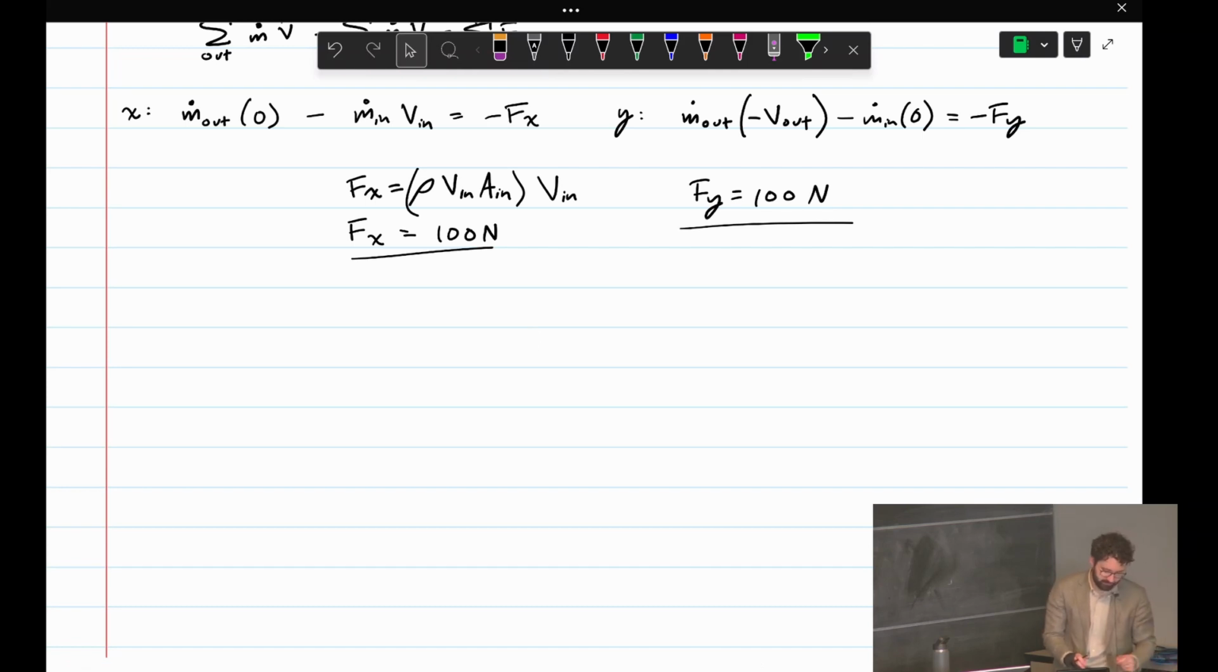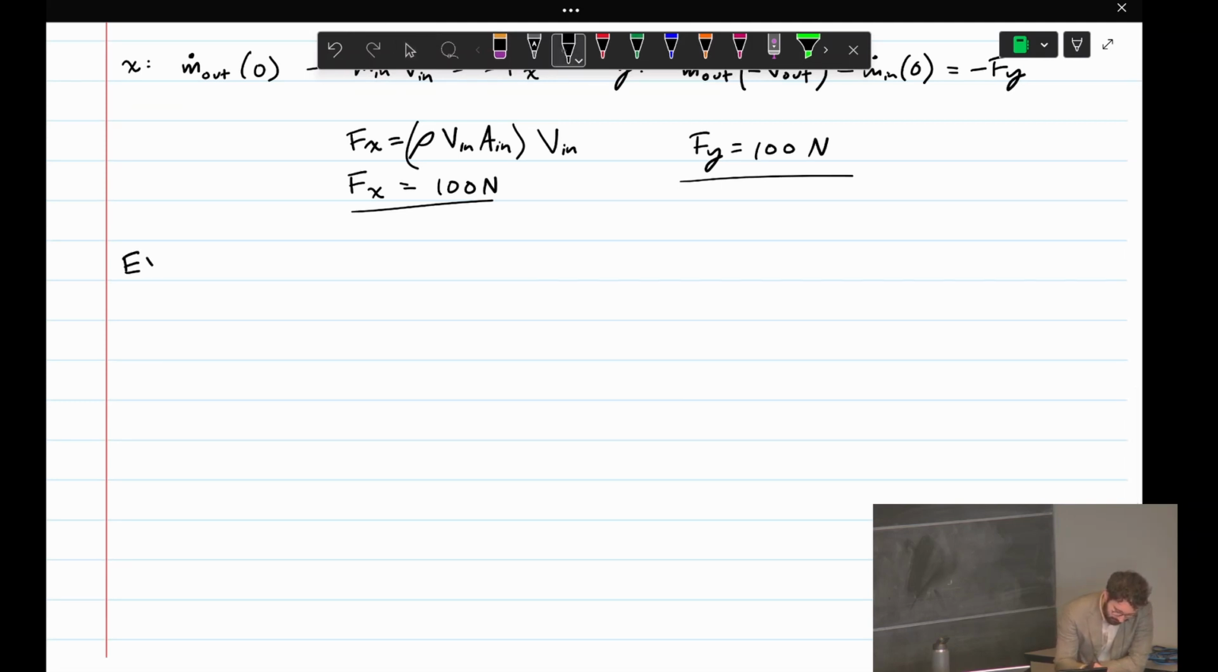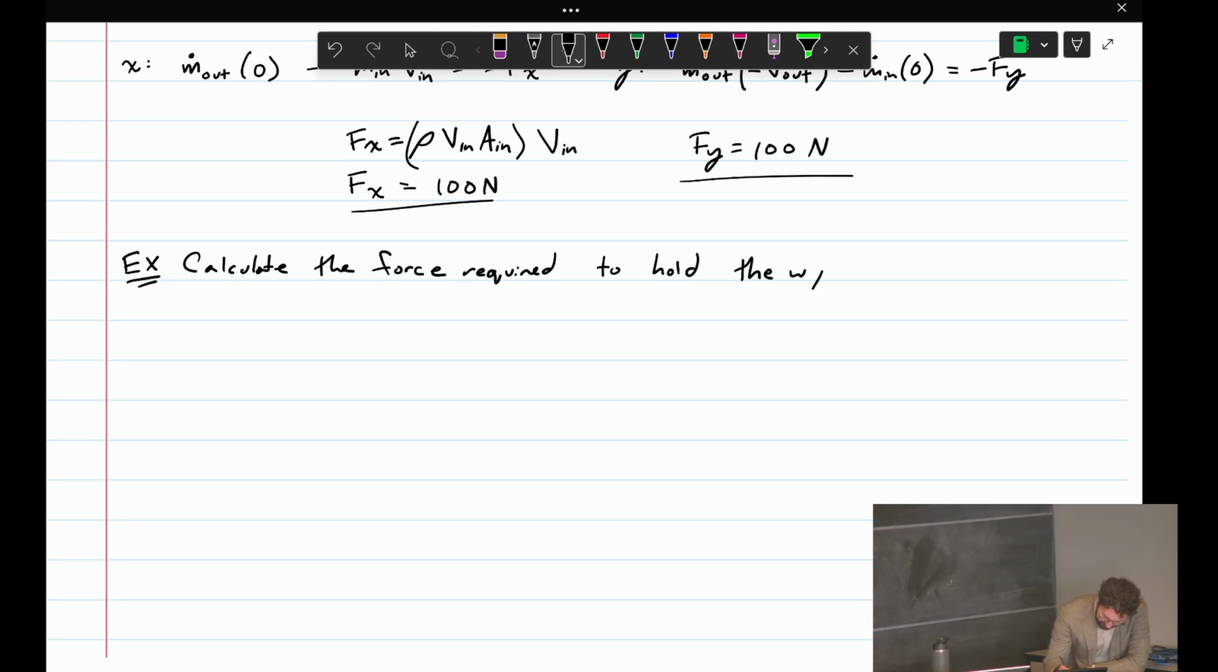I'm going to do the longer one now, because it seems like you guys are understanding this. This is a step up in complexity, and that's going to be: calculate the force required to hold this Y fitting in place.